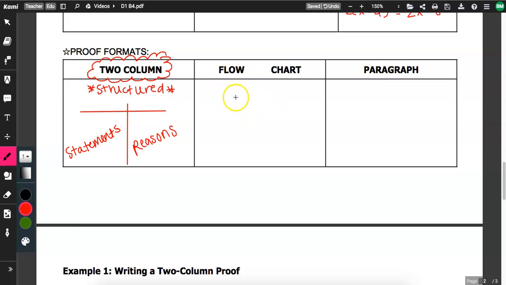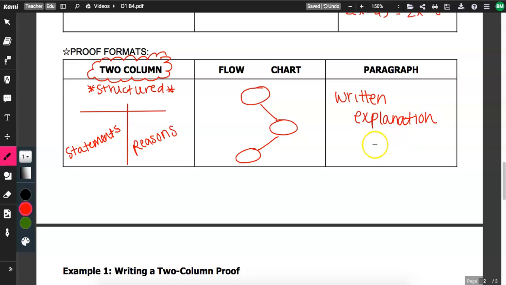Other ones that are good to know, though we don't write them in this class, include a flow chart. It's a little bit looser. You have statements, and then you have your reasons underneath that lead to more statements, kind of following the flow of the argument. And then a paragraph proof is a written explanation. If you go on to take a lot of math classes in college, you write mostly paragraph proofs, detailing your reasoning in a paragraph.